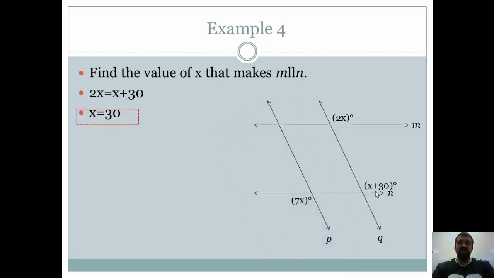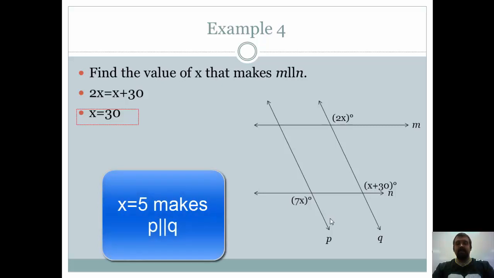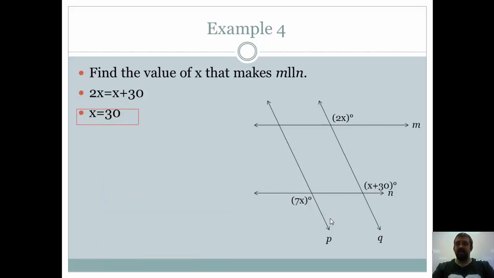Now, if they would have changed this question to be what value of x makes line P parallel to line Q, that's when we would be using this transversal, line N, with alternate exterior angles. What would be the value of x that would make line P and line Q parallel? Go ahead, calculate it real quick. If you got x equals 5, you did it correctly. If you have a question on it, please ask during class time, or other times that you can get to ask me questions.